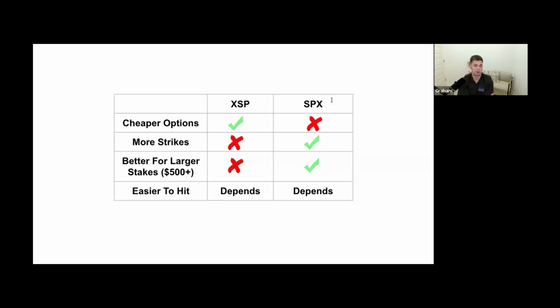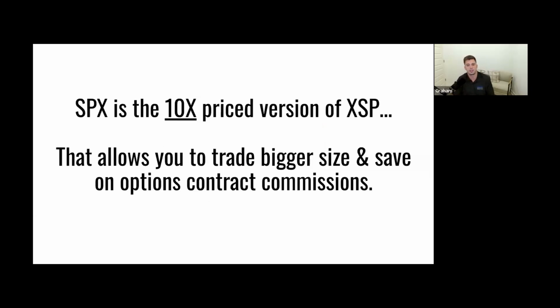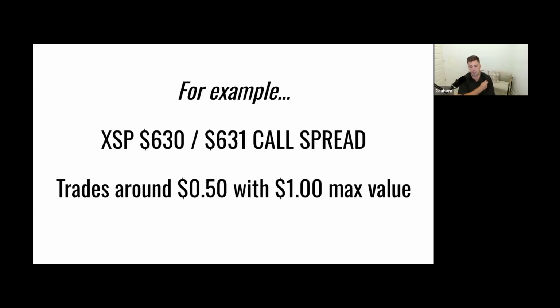And then on which one fills faster, well, it just depends. Typically, and I say this, typically my experience has been SPX fills a little bit faster. Today, XSP filled a lot faster than SPX did. But generally, SPX gives us better odds to hit a little bit faster. So SPX is the 10x priced version of XSP. So XSP is $600, SPX is 6,000. So that allows us to trade bigger size and save money on options, contract, and commissions. So to Brandon's point, if you want to save money on contract fees, SPX is going to be your friend.